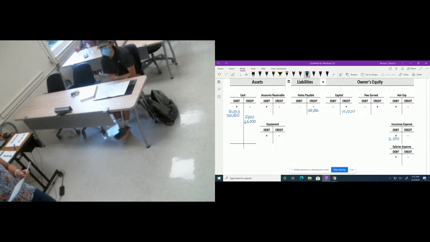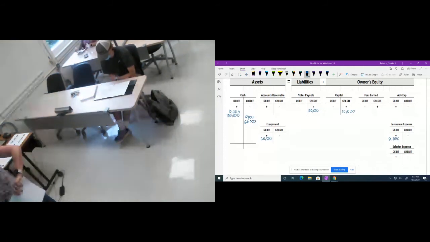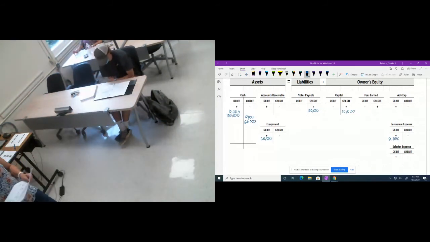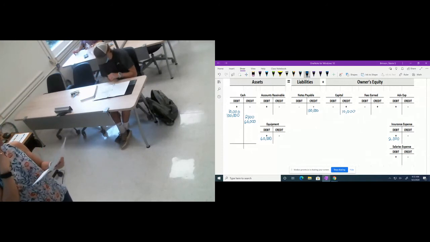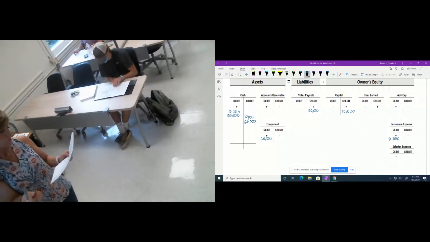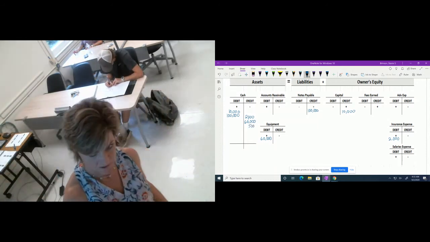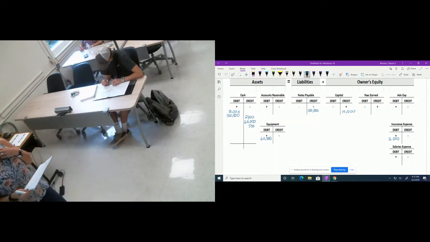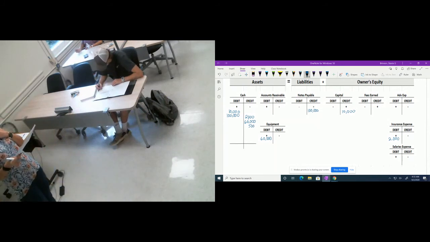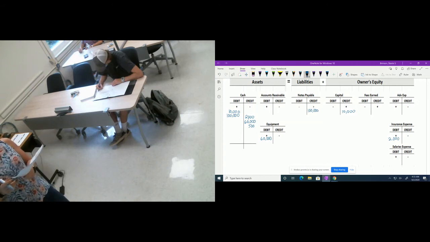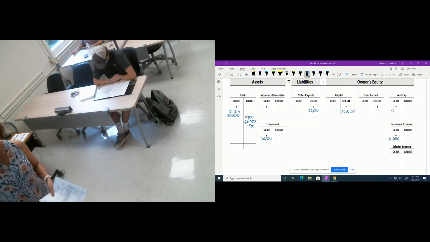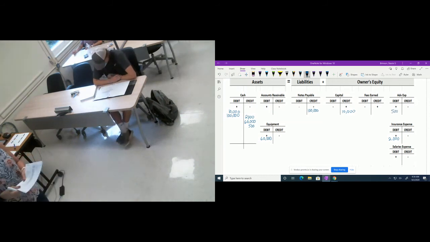All right, so the dentist pays for a billboard to advertise his services for 1 month, $500. So the fact that it says pays, pays means cash. And if we're paying for something, our cash is going down. So we're going to show that $500 on the decrease side of cash, which is a credit. And then what are we paying for? The advertising expense. Are we increasing or decreasing advertising? Increasing. So we're going to show that on the increase side of the expense, which is debit.